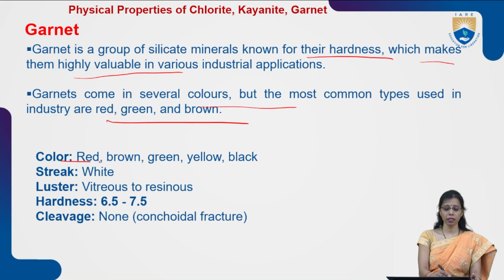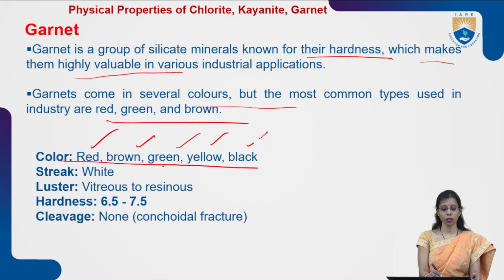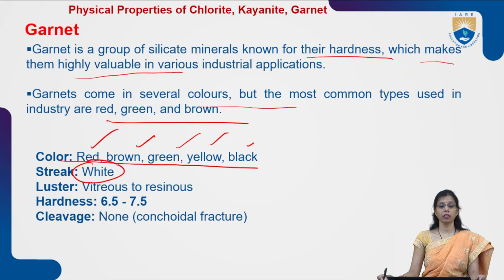What are the various colors of garnet? We have red, brown, green, yellow, and black, so five colors. The streak of all of these is white. If you make the red color into a powder form, it will be white. Brown is also white, green also white, yellow also white, and black will also be white when made into powder form.